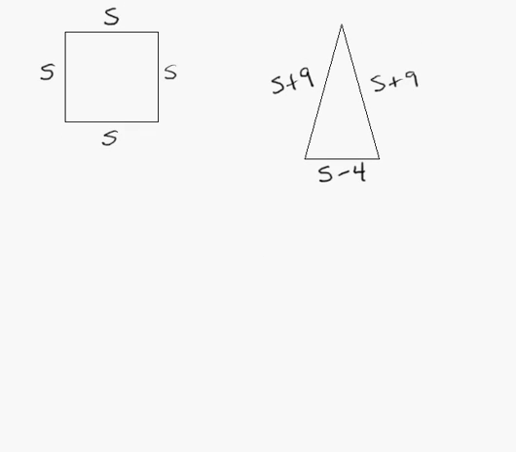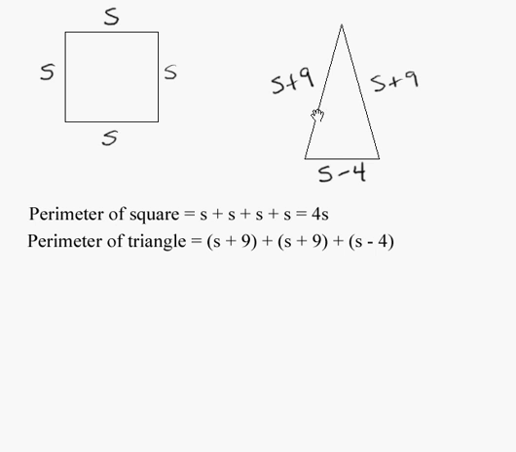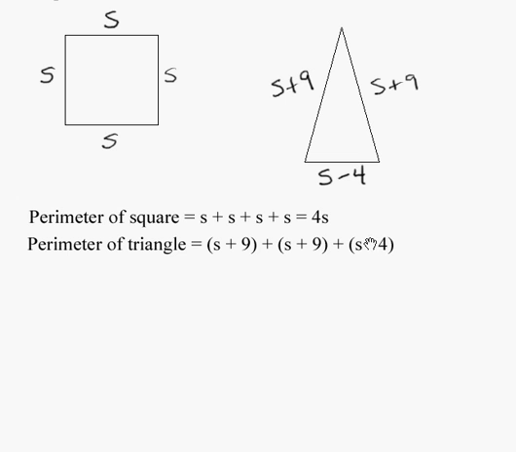Let's forget about the words for a moment. Let's remember that the perimeter of a square is found by measuring, adding up all the way around. So peri is around, meter is to measure. So S plus S plus S plus S is 4S. Perimeter of the triangle is S plus 9 plus S plus 9 plus S minus 4.